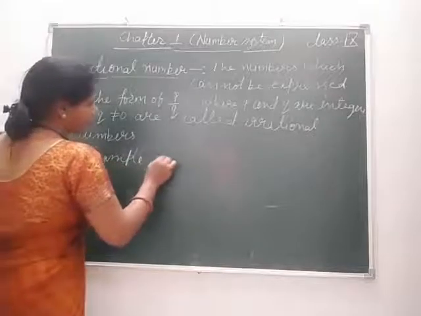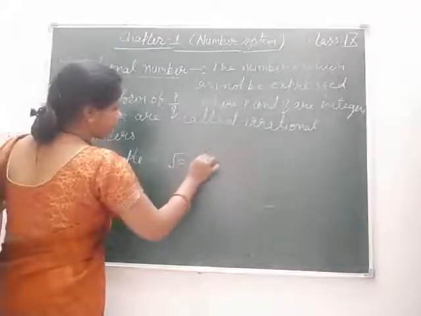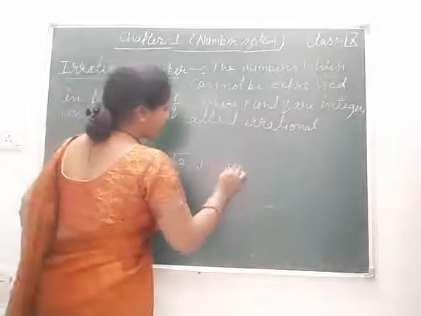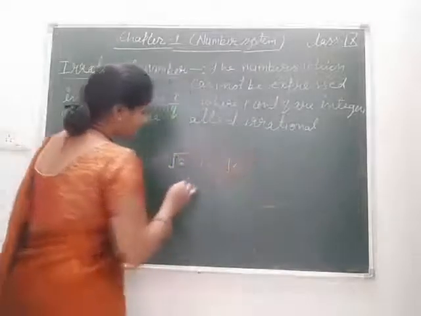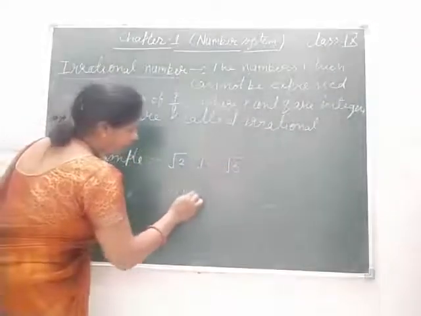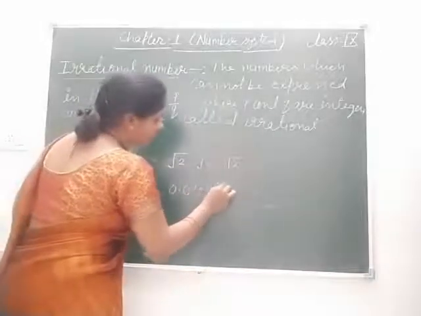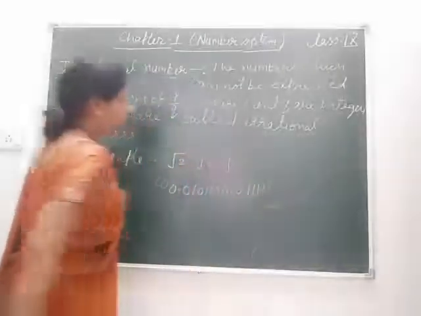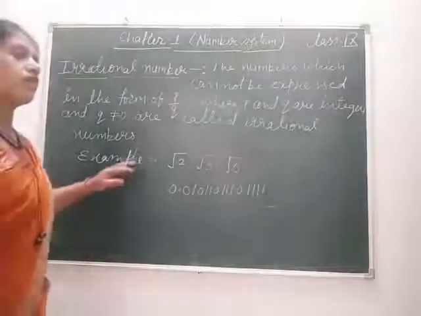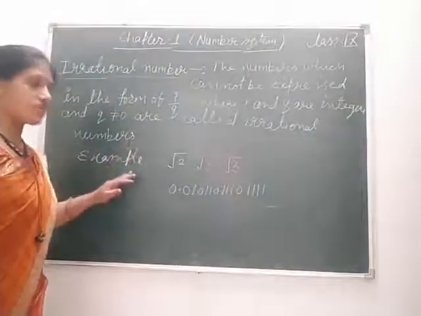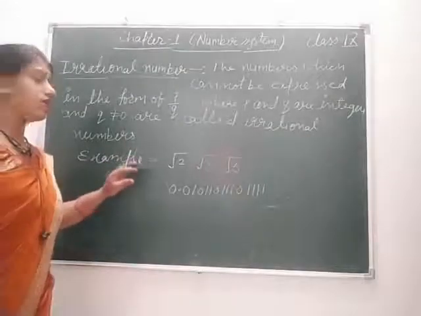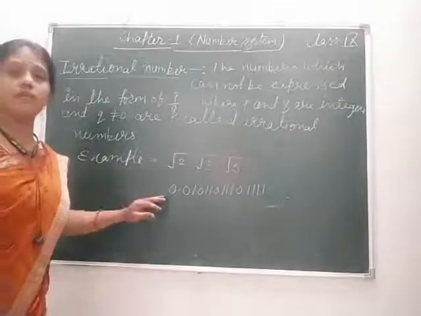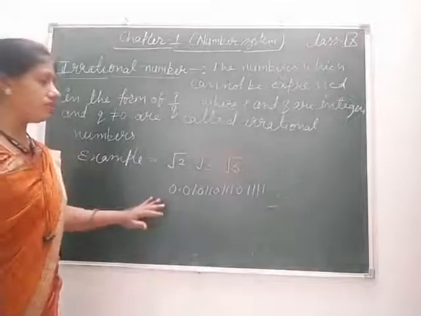Root 2, root 3, root 5 and so on number and 0.01, 011, 0111, 0111 and so on. Means every root number they have not perfect square is the irrational number, and this number is non-terminating, non-repeating is the irrational number.